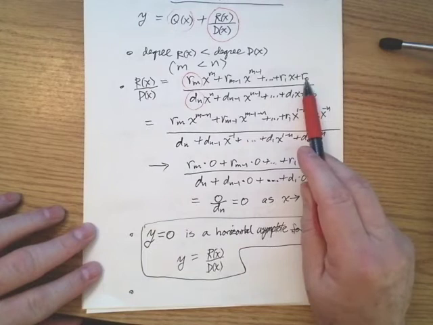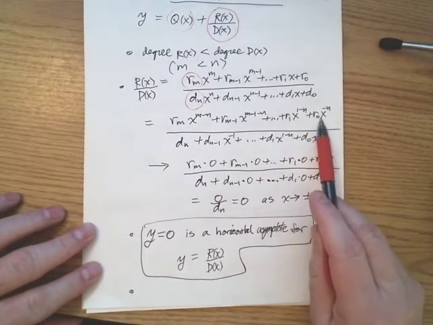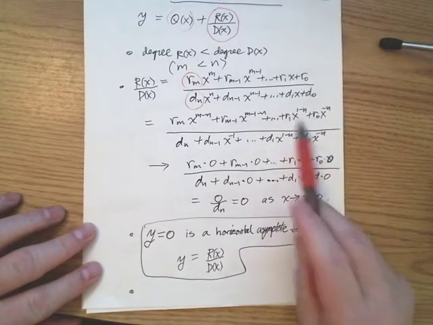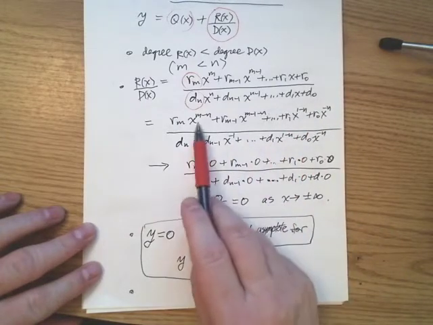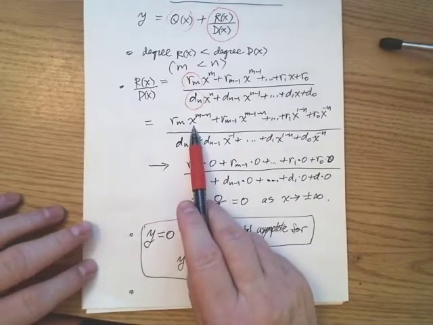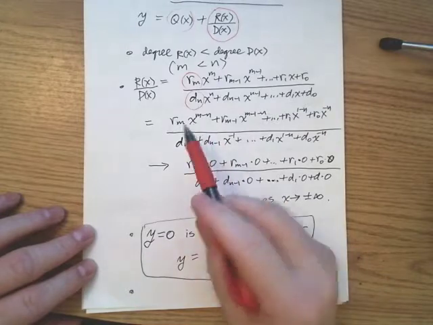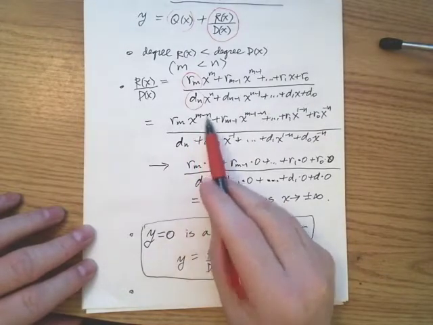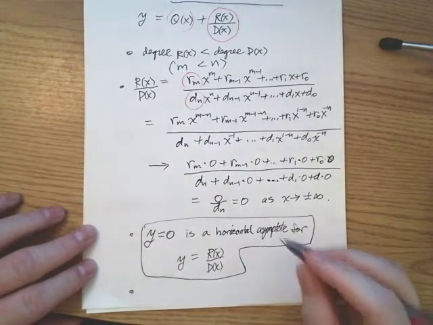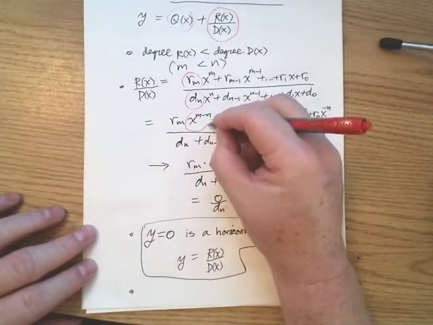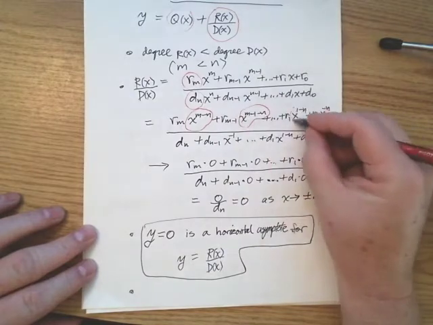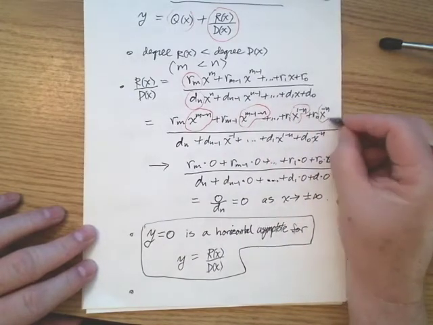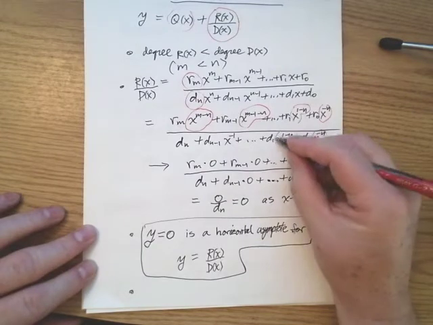Now I'm doing the same thing up in the numerator, so I would get r naught x to the minus n, r sub 1 x to the 1 minus n, and so forth, all the way to the leading term up here in the numerator, r sub m, and that would be x to the m minus n. Now I'm going to circle all these where I have a negative exponent on x. Do you notice the exponent on x is negative in all these except for what?